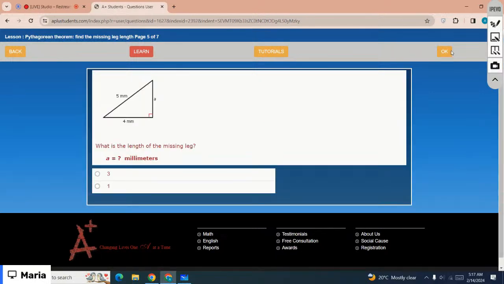Okay, the next one is, what is the length of the missing leg? So, which is the correct option? Yes, the correct option is 3. The missing leg is 3. The correct option is 3. Got it?